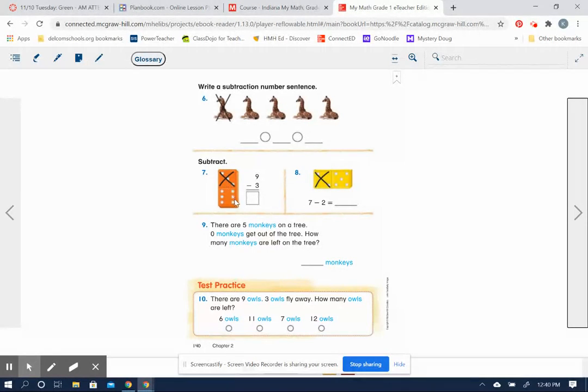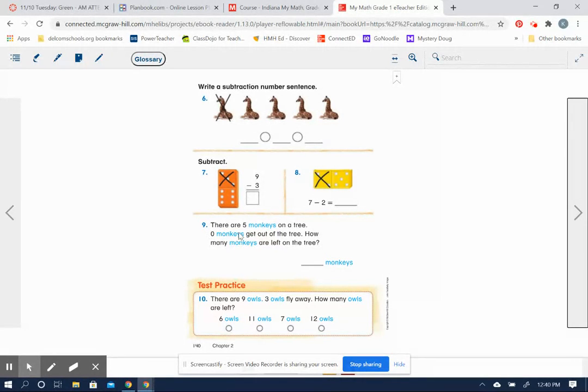Then we're going to do these subtraction problems. This one is vertical and it's going down. This one is horizontal. It goes across. Okay, so there were 9 dots on this domino, but they took away 3 of them. How many are left? You put the answer right under here. This line means equals. And then going across, there were 7 dots on the domino, and they took away 2. How many are left? Or what is the difference?